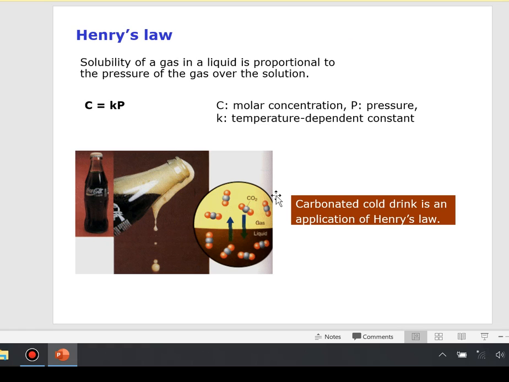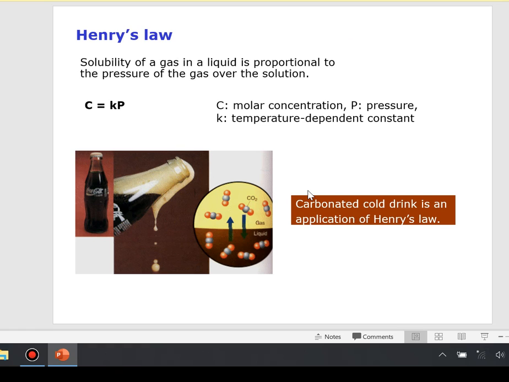The solubility of gas into a liquid on this basis follows one law, and that is called Henry's law. According to Henry's law, the solubility of a gas in a liquid is directly proportional to the pressure of the gas over the solution. It means if we increase the pressure, the solubility of the gas in a liquid increases.